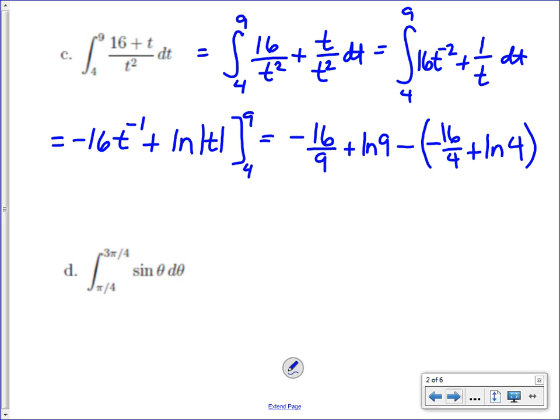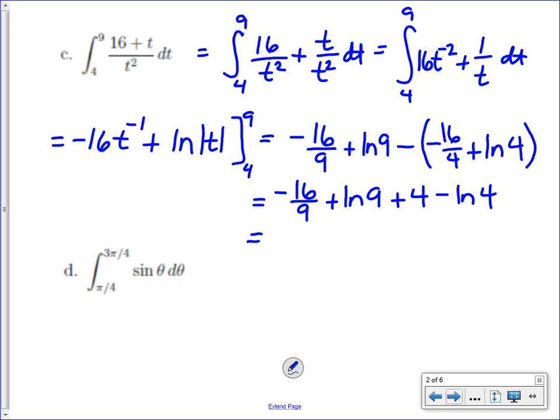The reason I put F of a in parentheses is so I don't forget to distribute that negative, because sometimes that can be an easy mistake to make. So I'm going to go ahead and distribute my negative, but then divide the 16 by 4 and make that plus 4 minus the natural log of 4.